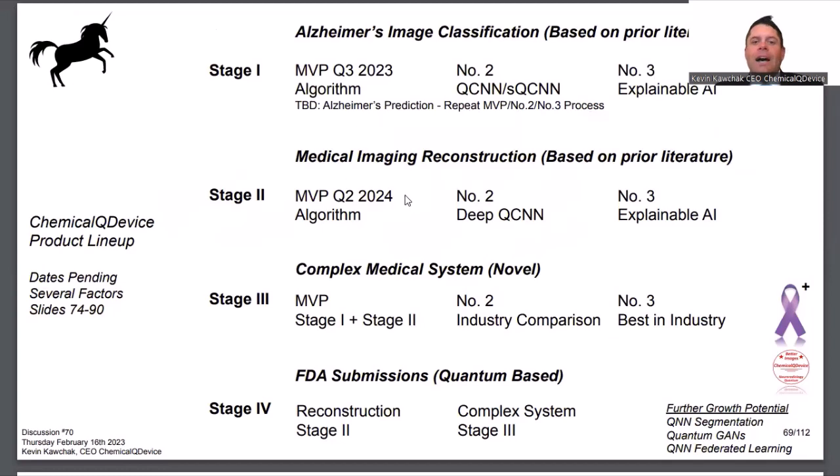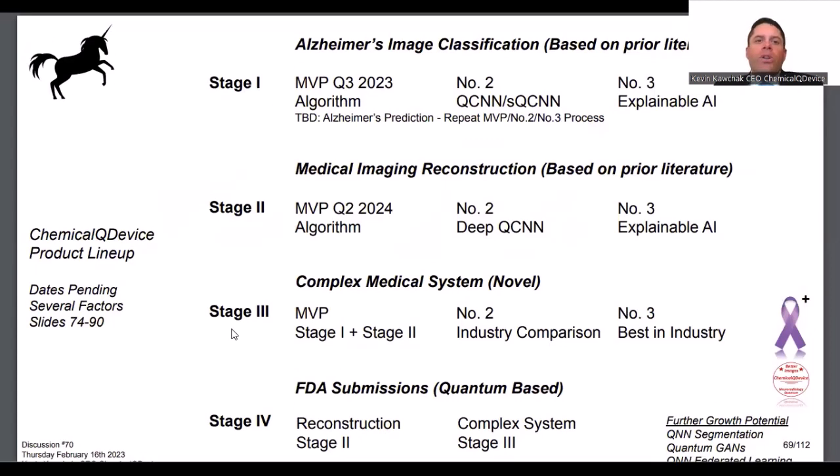Now, this platform is for hospitals, research institutes, and universities too. People that exist in Alzheimer's research. And you'll see this. So these are the 4 stages lined up. The first one's image classification, MVP, expected Q3 2023. Number 2, basically supplementing convolutional neural networks with quantum convolutional networks, with brain MRIs, like ADNI data.